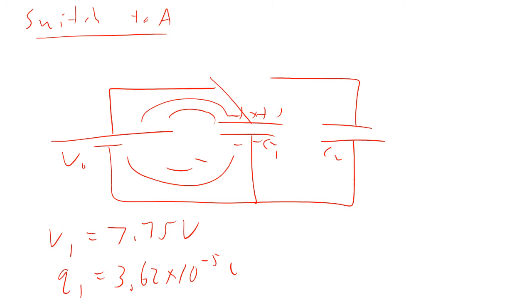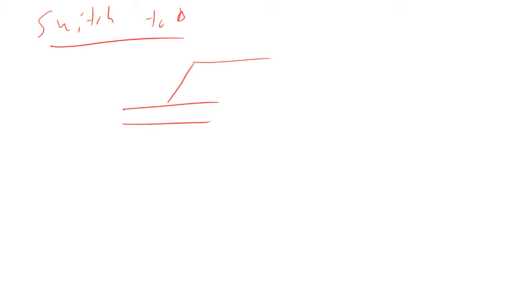What about C2? C2 is not connected. Now, before it was 0, but we left it with charge on it in this problem. So that means it still has charge on it. So that means that Q2 is still going to be 2.08 times 10 to the minus 5th coulombs, which means there's still a V2. And V2 is still going to be equal to 3.28 volts. Now, let's switch back to B.